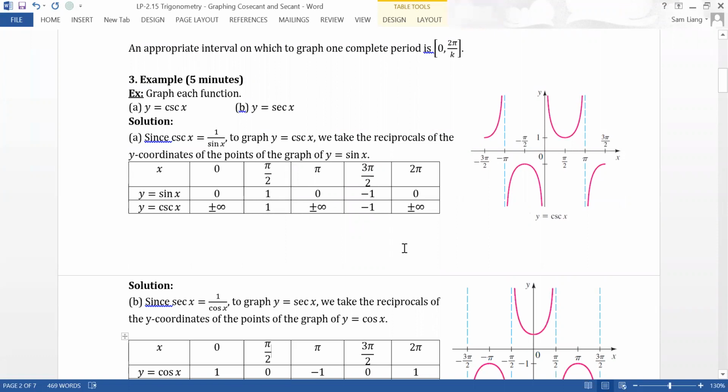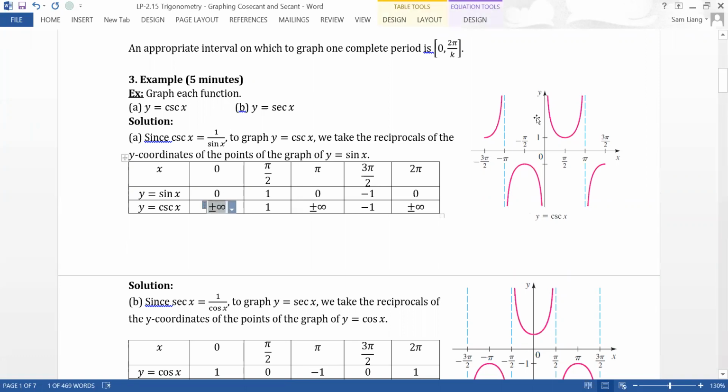Wait, Mr. Liang, could you explain why there's a positive and negative infinity for cosecant? Yeah. So normally for asymptotes, like for the tangent graph, we did either positive or negative infinity. The reason for that being we only saw one side of the asymptote. But realistically, if you remember from tangent, there was another branch on the other side that, if you approach that asymptote from the other side, would be the other infinity.